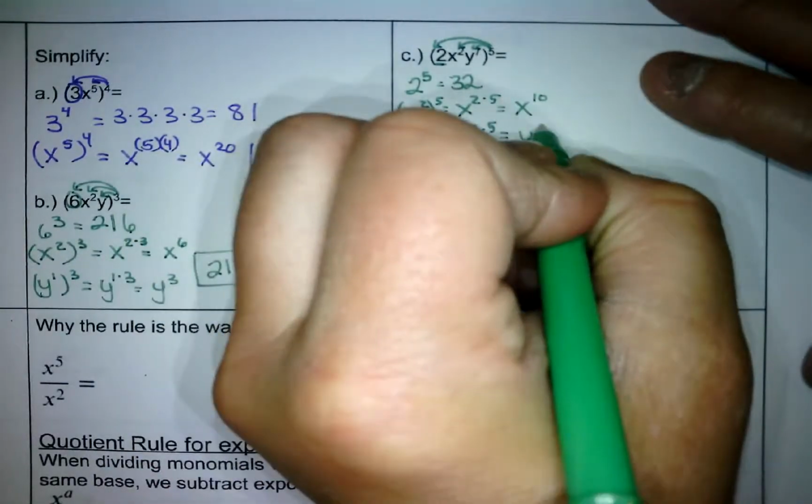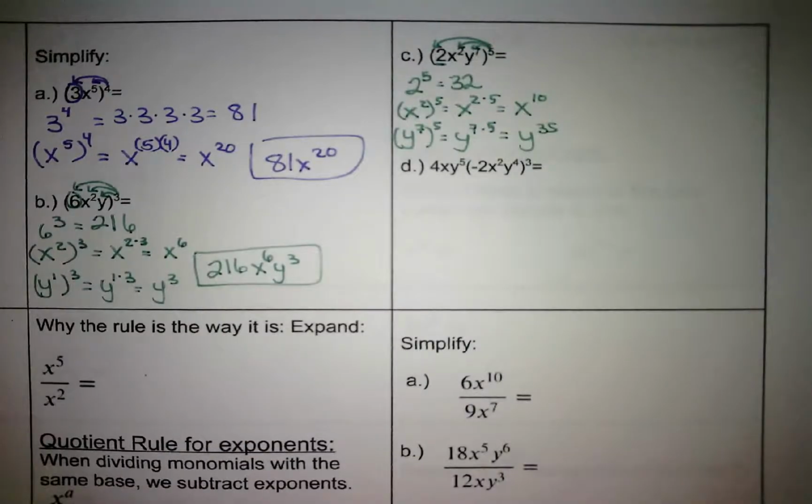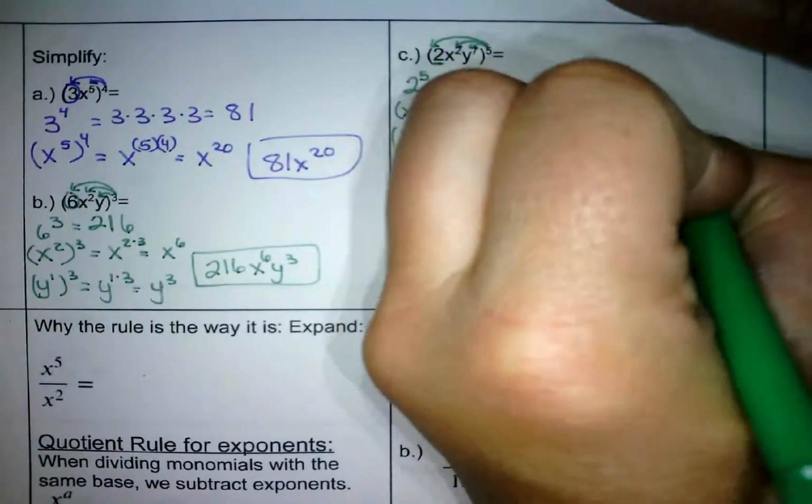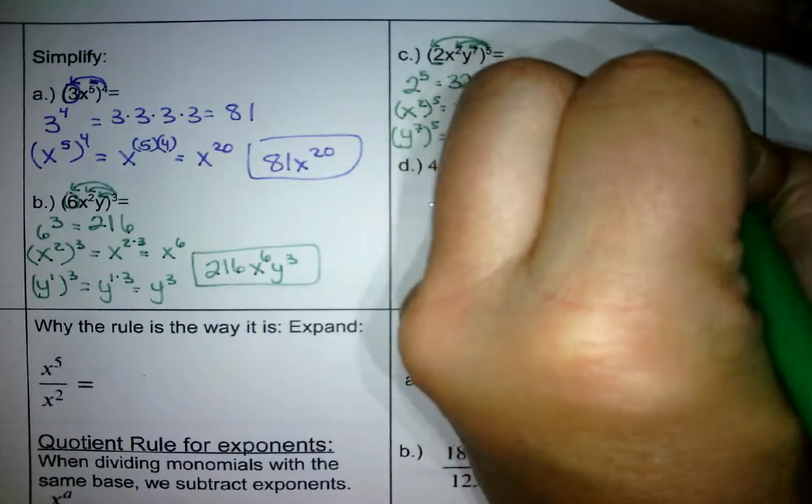Once again, this is extremely important because as we progress in math, you're going to be doing it both forward, the way we're doing it now, and you're going to have to do it backwards. So it's really important that you really understand it. So our final answer here is going to be 32, x to the 10th, y to the 35th.